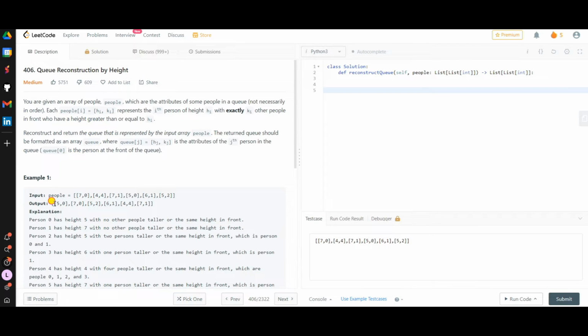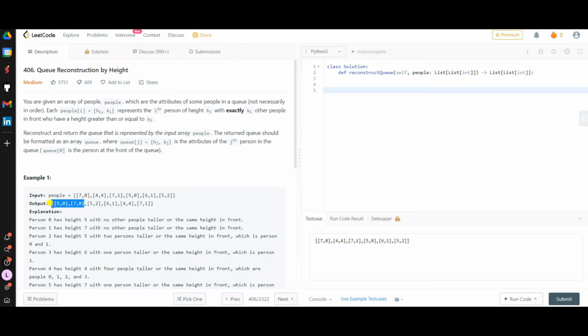So here 5 comma 0 means the height of the person is 5 and there is no one taller or equal to this person's height in the queue. So imagine if the output was a shop and you had to buy something. This would be the first person entering the shop, this would be the second person, this would be the third, fourth, fifth and sixth person, right? Whereas the second value in this 2D array gives us the number of people who are taller than you, right?